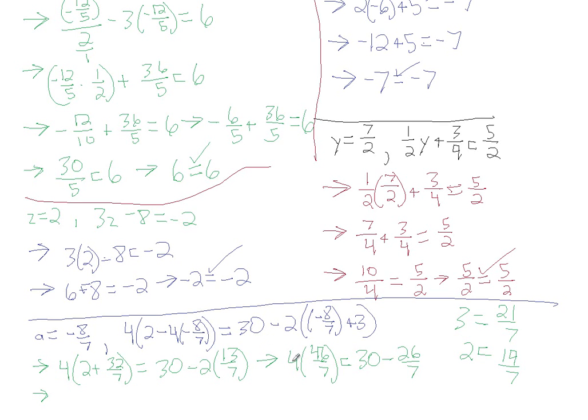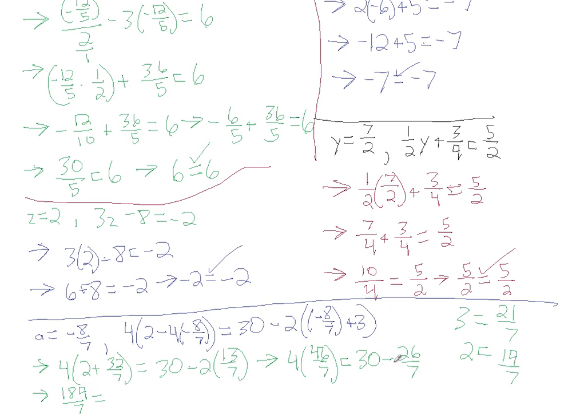Running out of room here. 4 times 46 is, well, that's 92, so that's 184 over 7. That equals 30 minus 26 over 7. Let's make sure we didn't make any mistakes here. 32 over 7, 13 over 7. Okay, we're good to go.